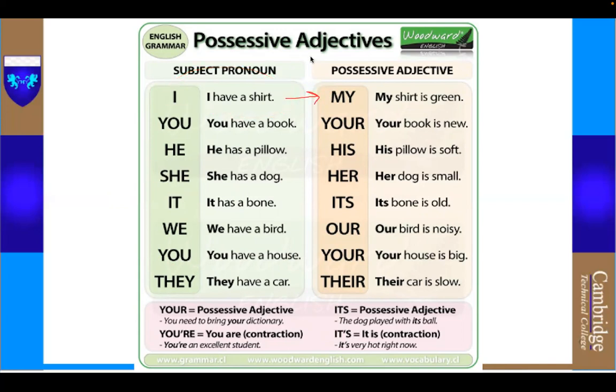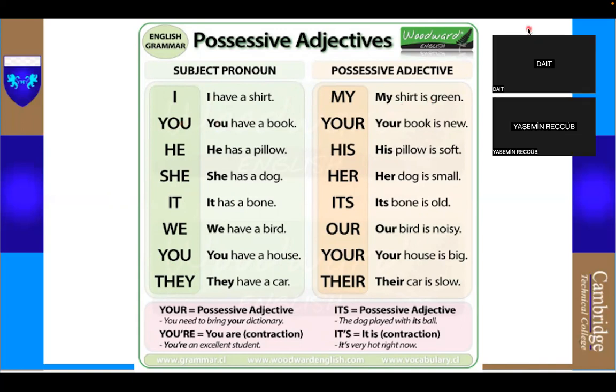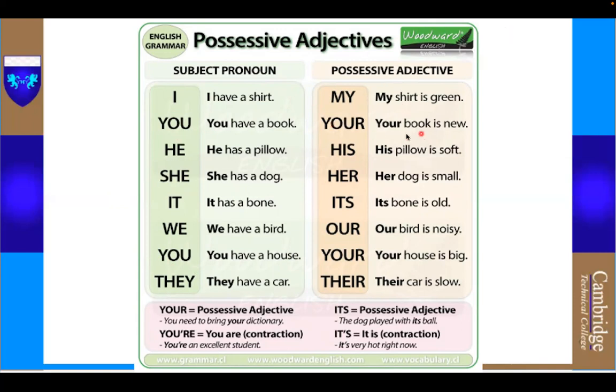Miss Yasmin, would you like to read? Yes. I have a shirt. My shirt is green. Yes. Someone else to read the other one. Miss Tasneem, can you read? You have a book. Your book is new. Very good. Next one. He has a pillow. His pillow is soft.